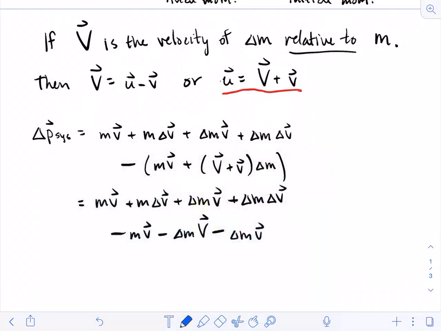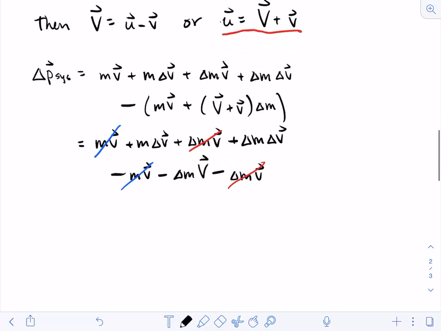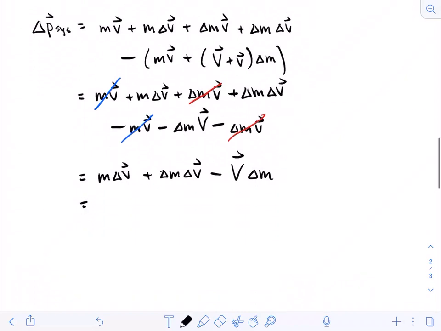Okay, so we can probably find some cancellations. We have mv and we have minus mv. And what else do we have? We have delta m v and minus delta m v. Okay, so the remaining terms then are m delta v plus delta m delta v, and then we have minus big V delta m. Okay, there's a common factor of delta v, so we could write this as m plus delta m times delta v minus big V delta m.